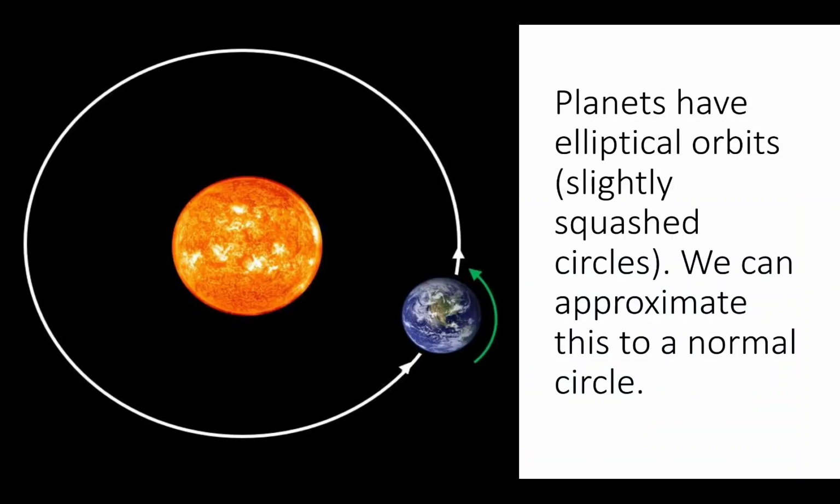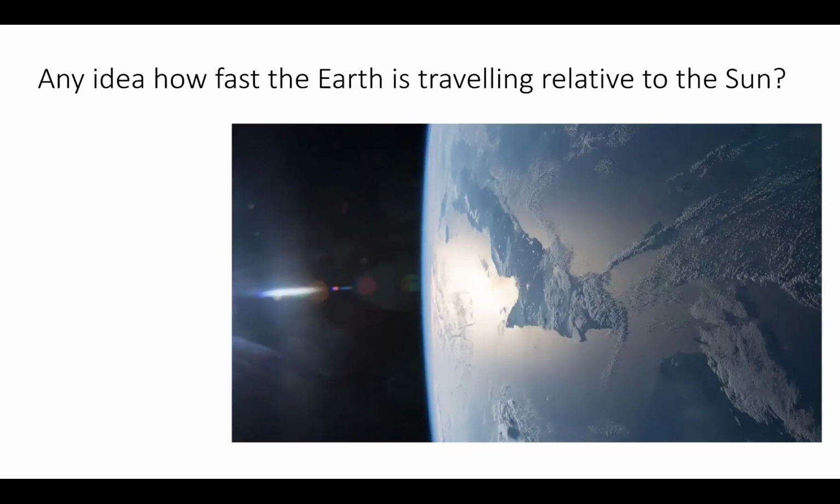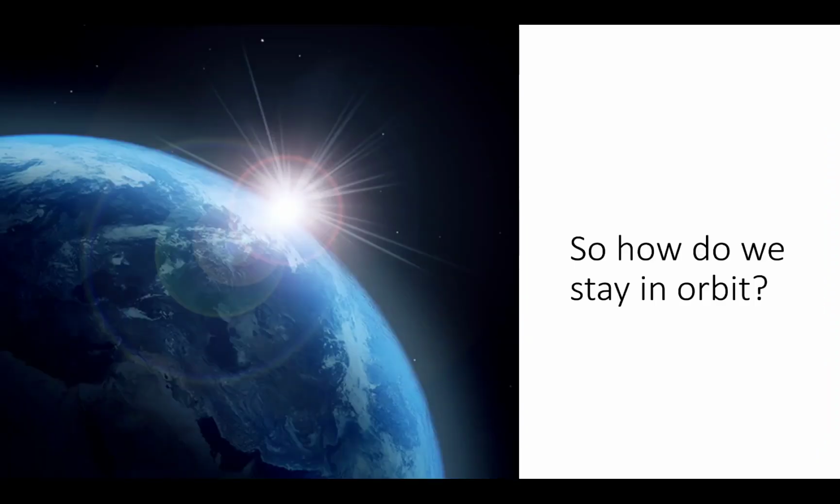So planets have elliptical orbits, which is basically a slightly squashed circle. For this lesson and everything that we do, we'll approximate this to be a normal circle. Do you have any idea how fast the Earth is travelling relative to the Sun in a straight line as it's orbiting? It's around 1,000 miles per hour. Pretty quick. If you travelled 1,000 miles an hour on the surface of the Earth, you wouldn't last very long. Obviously, for a spacefaring object, it's not massively fast, but it's still impressive.